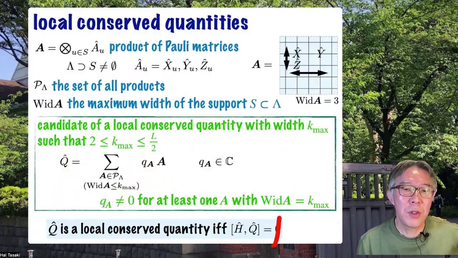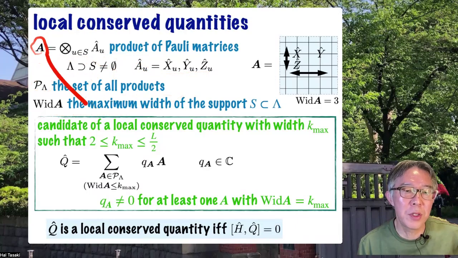And let me talk about local conserved quantities. First of all, by this boldface A, I denote a product of Pauli matrices. So A_u is one of these Pauli matrices, and S, which is the support of this product, is simply a non-empty subset of the lattice. And by P_Λ, I denote the set of all products, and I define the width of this product as the maximum width of the support of this.